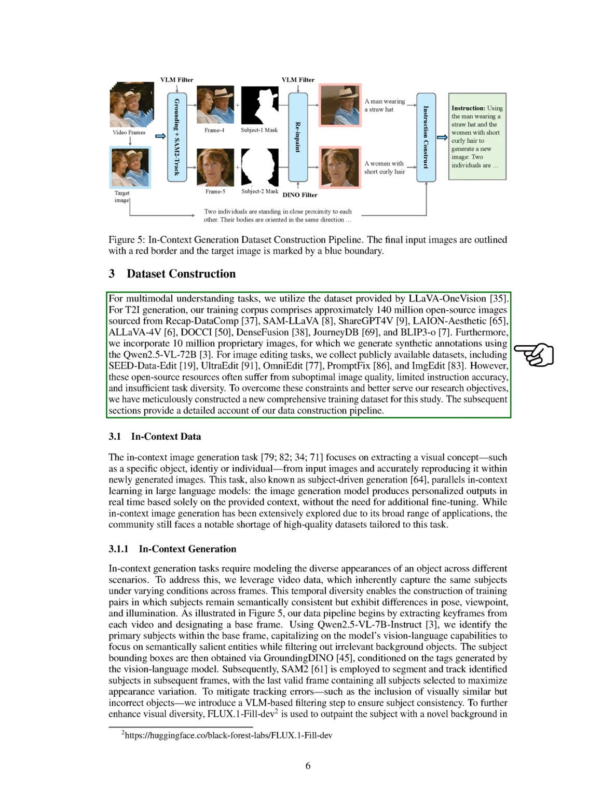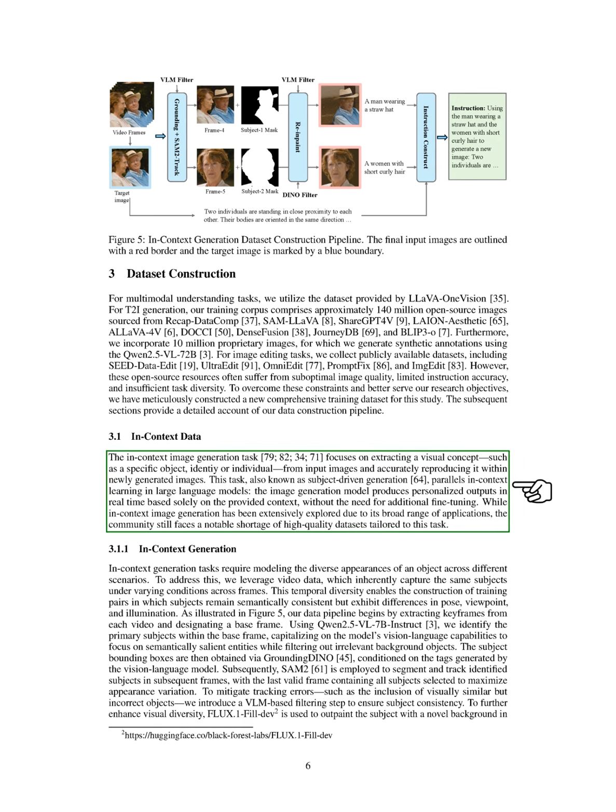Section: In-Context Data. In this section, we focus on the in-context image generation task, which involves extracting a visual concept, like a specific object or individual, from input images and accurately reproducing it in newly generated images. This process, known as subject-driven generation, is similar to in-context learning in large language models. Our image generation model creates personalized outputs in real time based solely on the provided context, without needing extra fine-tuning.